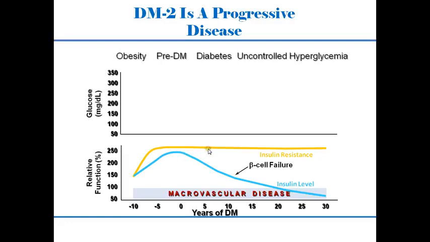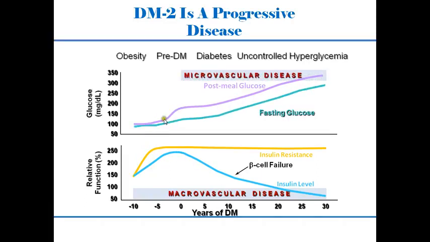Initially with insulin resistance, beta cell failure is not there. The beta cells are there, and the failure starts at the time of diagnosis. They start having the failure of the beta cells. And after 15 to 20 to 25 years of having the disease, the insulin level starts declining. That's the time when we start giving them insulin. And you can see as the beta cells go down, the post-meal glucose starts coming up, and the fasting glucose starts coming up a little later than the post-meal ones. And this is the time when microvascular diseases start developing in these patients.